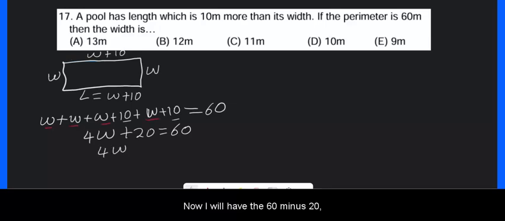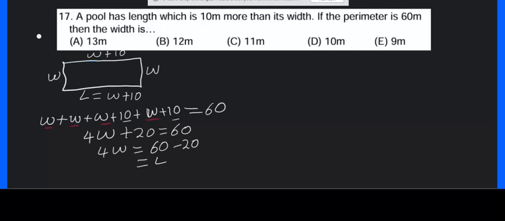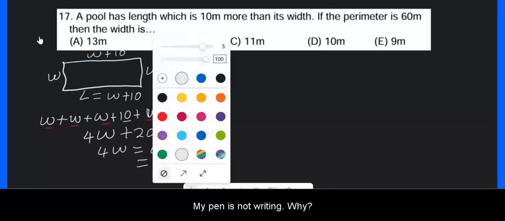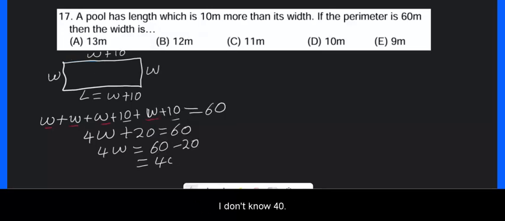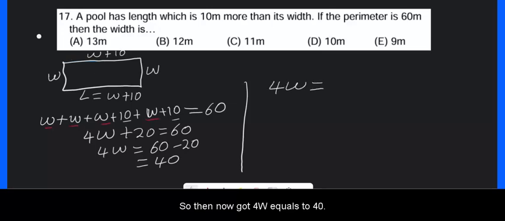Now I will have the 60 minus 20, which will give me 40. My pen is not writing. Why? I don't know. 40. Okay, that gives me that. So I will write it this side. So then now I've got 4W equals to 40.